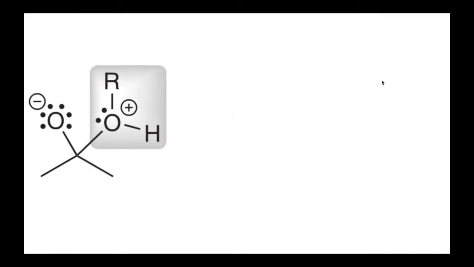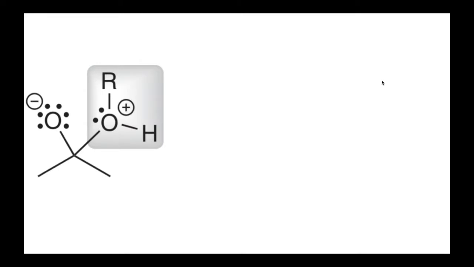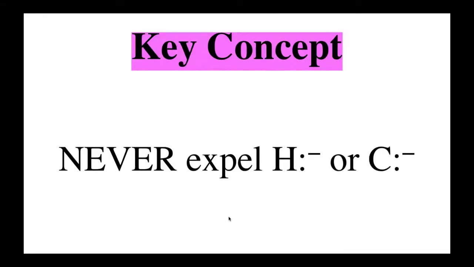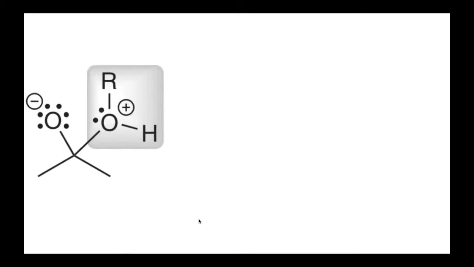But let me tell you something, students. I mentioned that this alkoxide ion is very unstable. I also mentioned that carbonyl groups will try to reform if they can. And the only way they can reform is if we expel a group. We noted that we can't expel hydrogen or carbon. If I bring these electrons back in, I can't expel this carbon and I can't expel this carbon. But you know what I can expel? This oxygen, because it's not carbon or hydrogen.